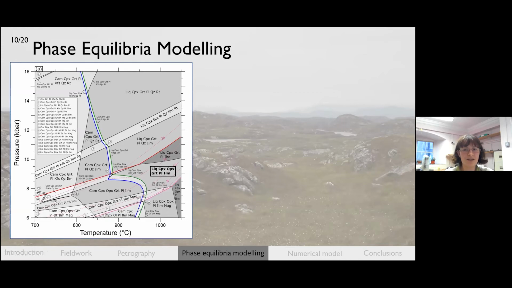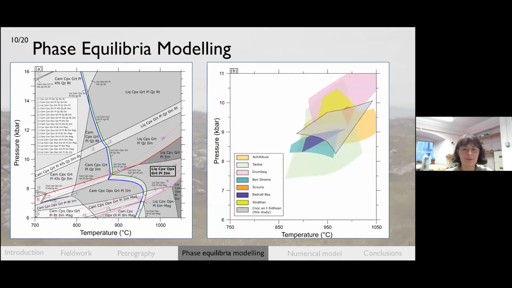Additional constraints from garnet chemistry give peak pressure temperature conditions of about 8 to 10 kilobars and 900 to 1000 degrees Celsius. This estimate is consistent with estimates of peak pressure temperature conditions from mafic gneisses across the whole central region, our region of interest, which are compiled on the right with the result from this study superimposed in grey.